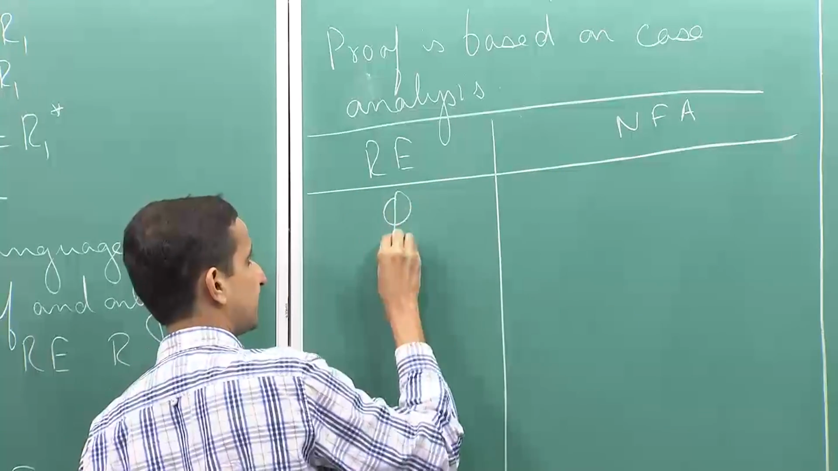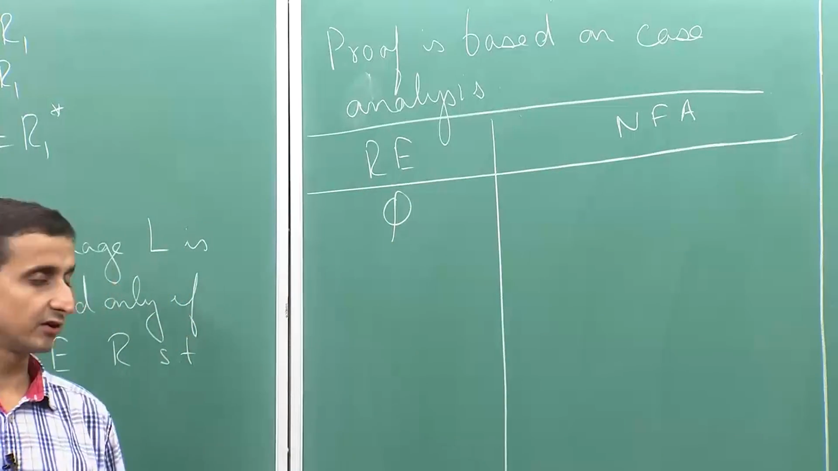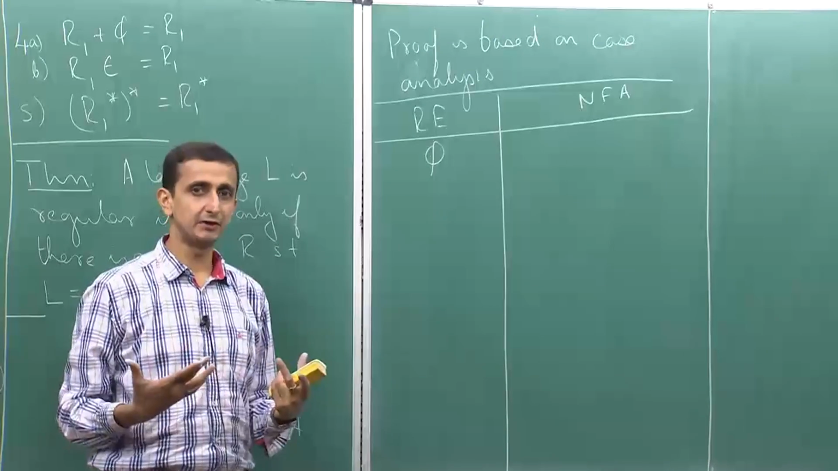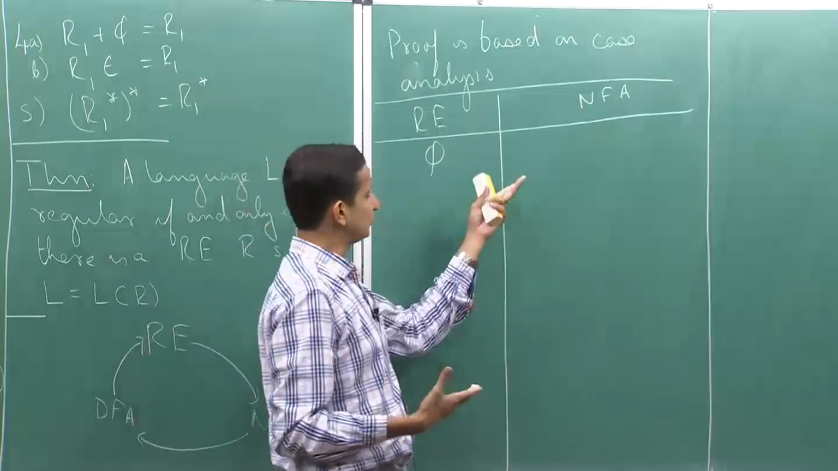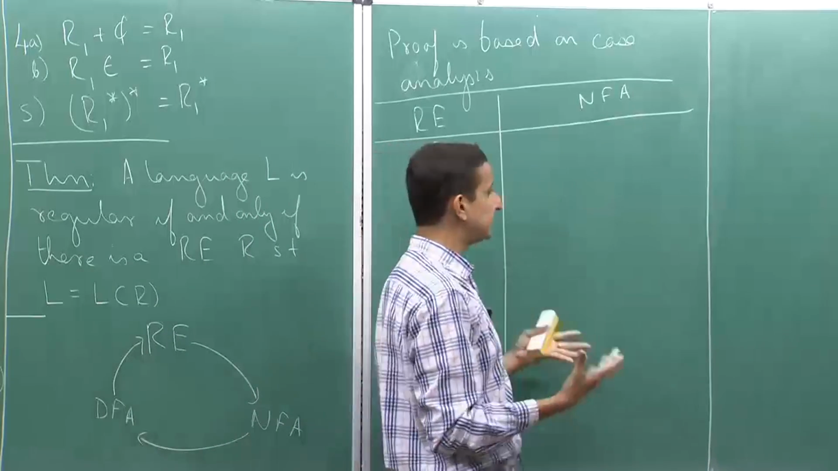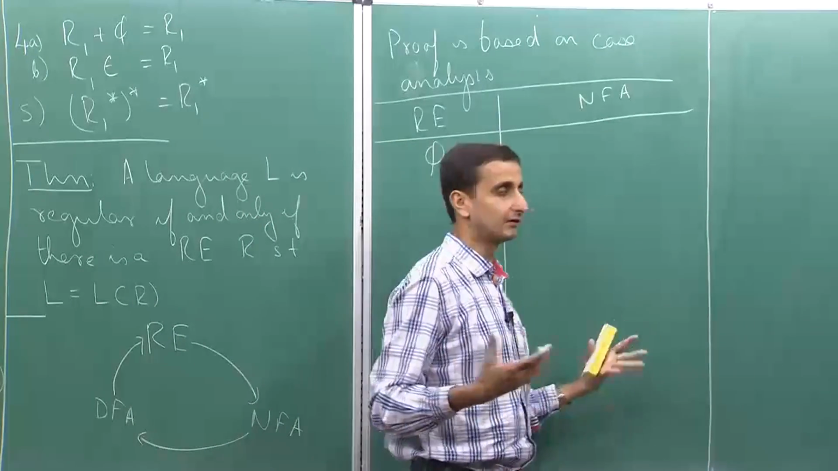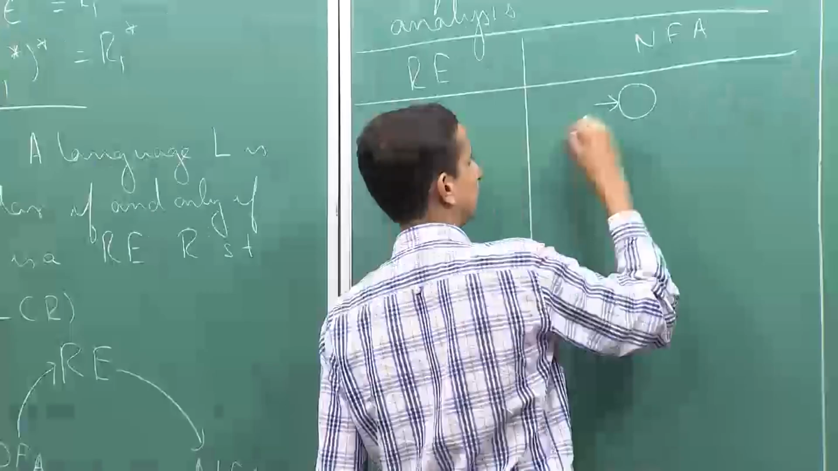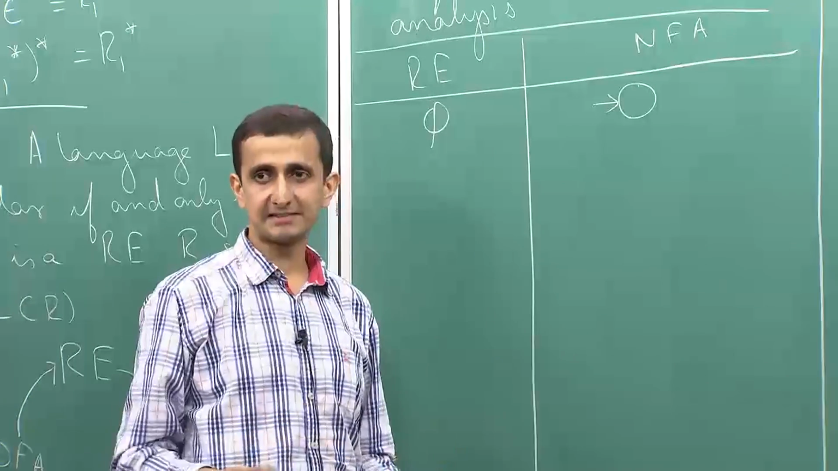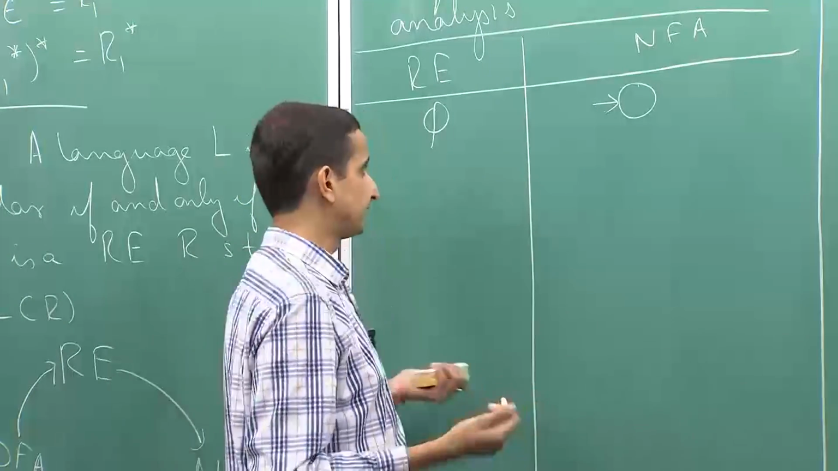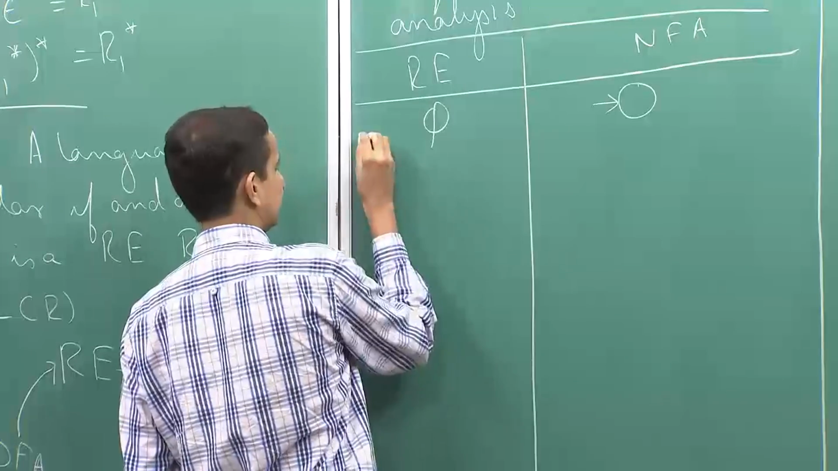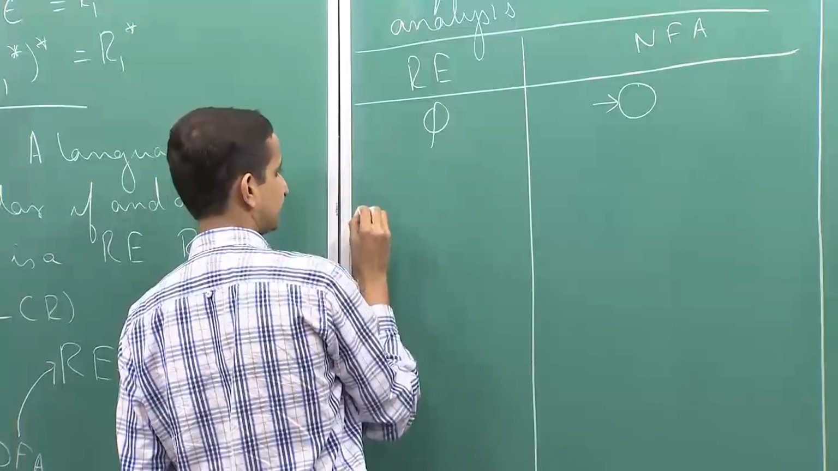So if our regular expression is phi, what is the language for this regular expression? The language is the empty language, which does not accept any string. So the NFA can be any NFA that does not accept any string. For example, it can just be a single state. It does not have any accept state, hence it does not accept any string. So this is the first case.